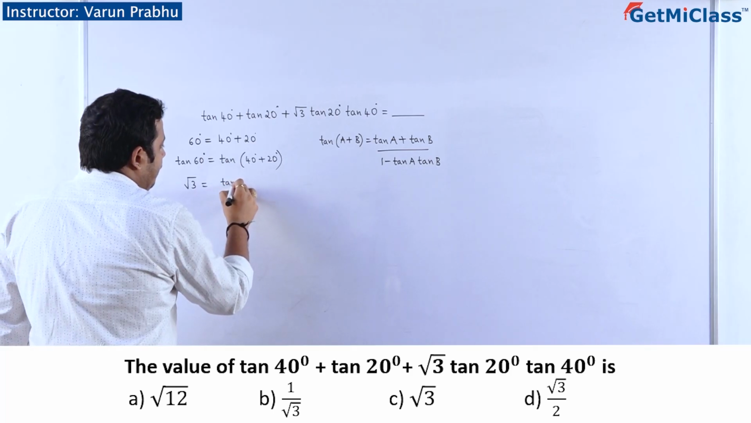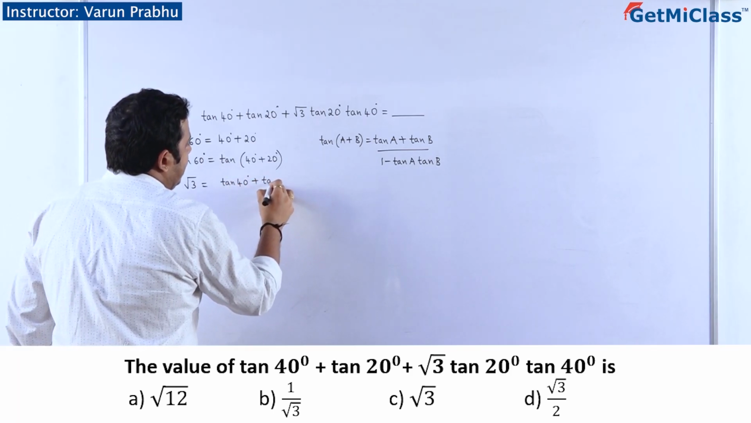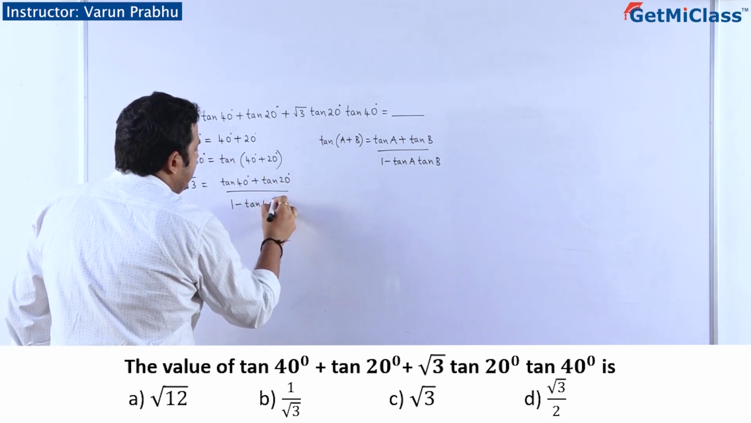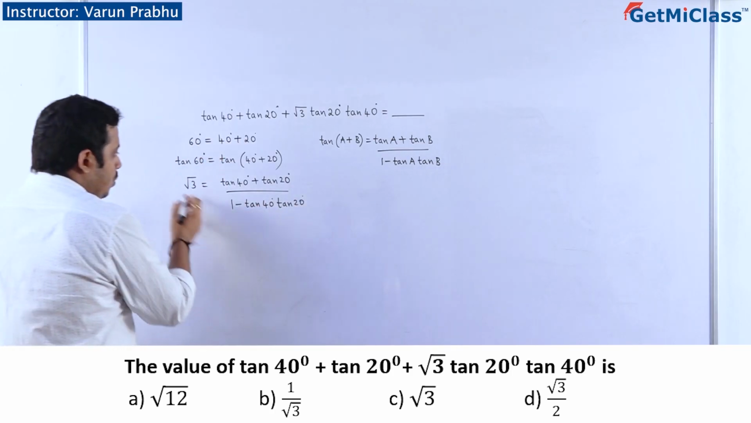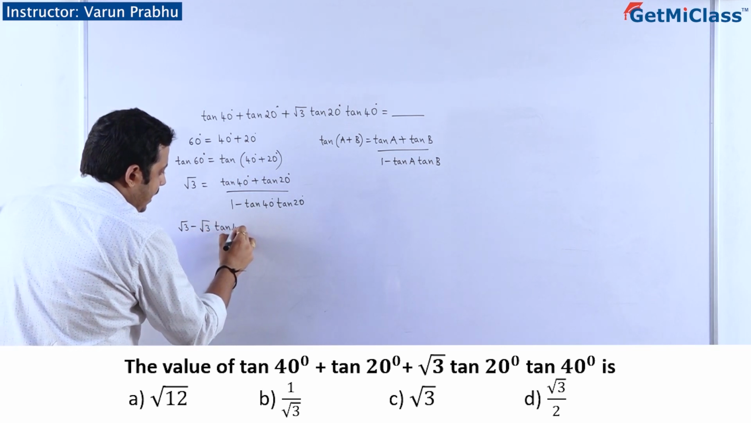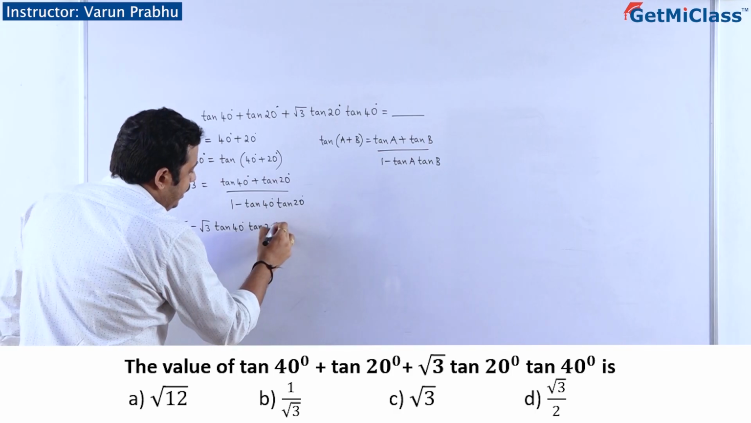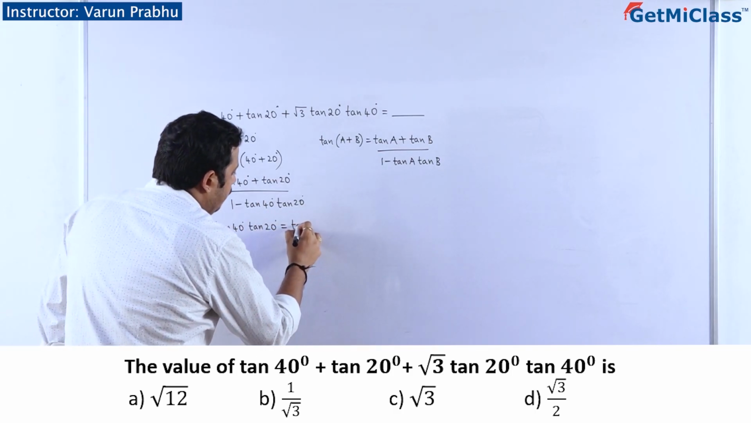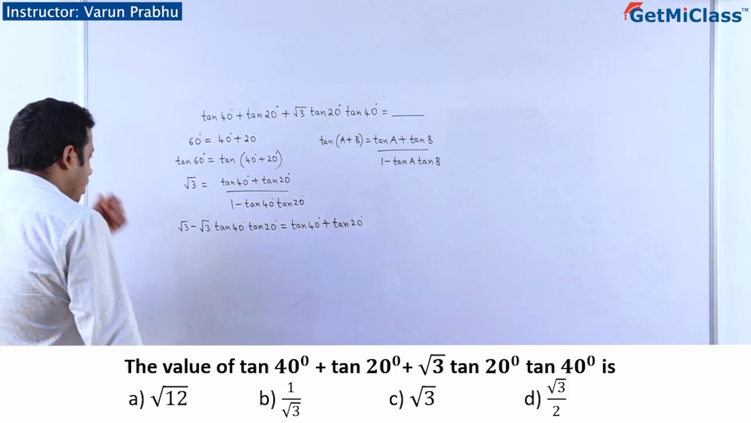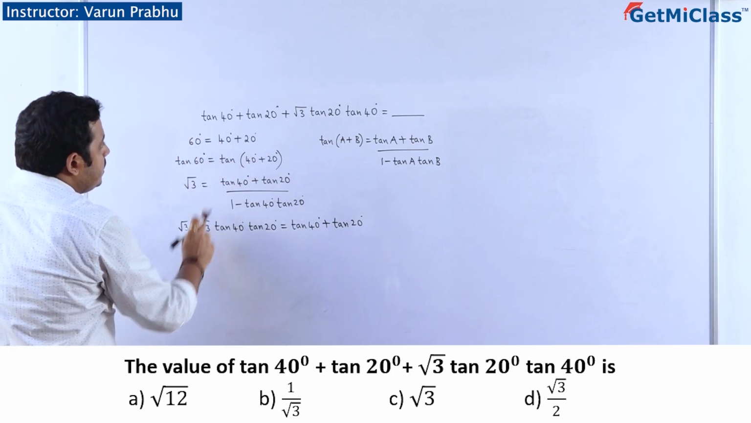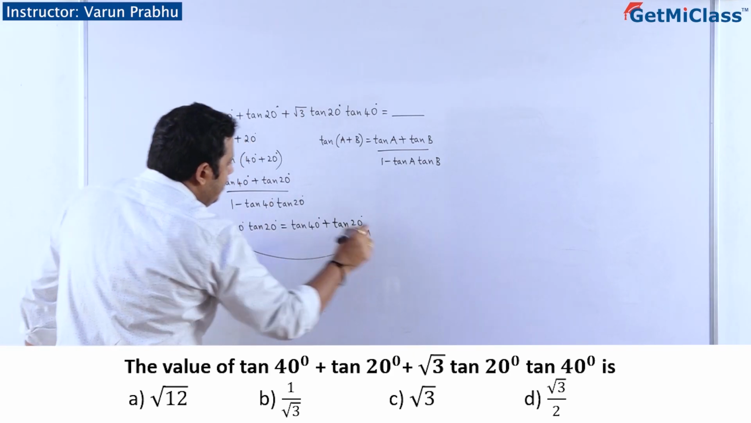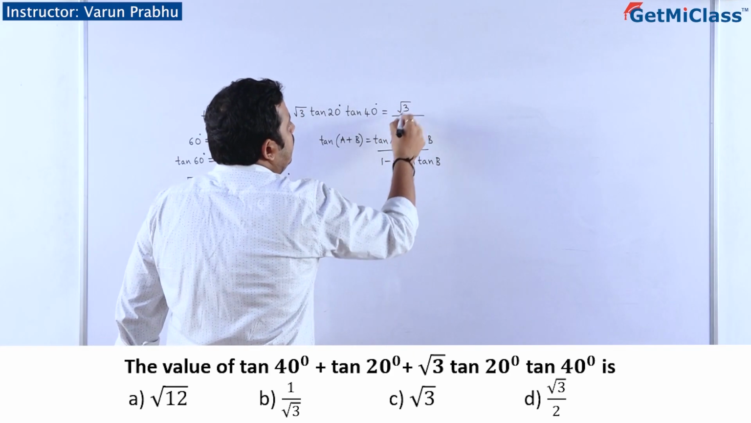So I can write here tan 40 degrees plus tan 20 degrees divided by 1 minus tan of 40 degrees into tan of 20 degrees, correct or not? So you cross multiply like this, you will get root 3 minus root 3 into tan of 40 degrees into tan of 20 degrees, that is equal to tan 40 degrees plus tan 20 degrees, correct? So from here I'll write tan 40 plus tan 20, take this on the other side, it will be plus. So the answer that we get is equal to root 3.